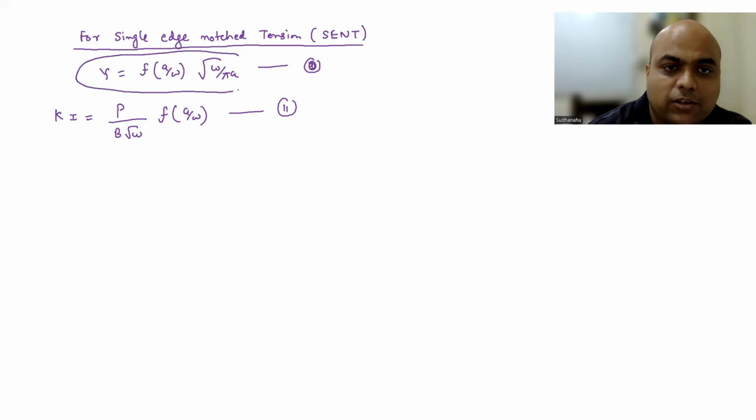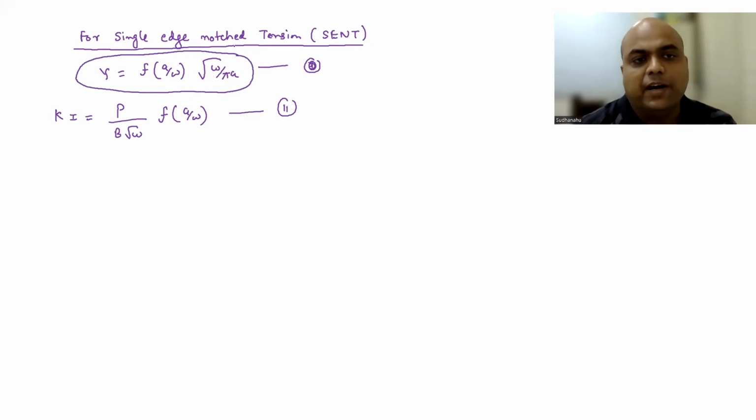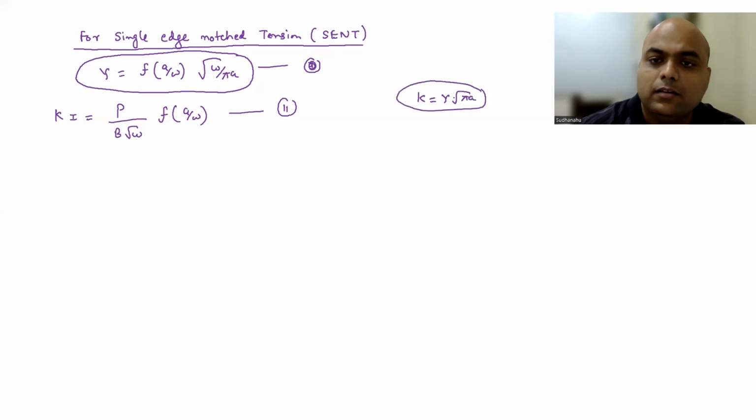So for single edge notch, we have to prove Y can be given as F(a/W) root W by pi a. Why are we doing this? If you remember, K can be given as Y sigma root pi a. Sigma is known, and a is also known. If we know Y, we can calculate K. We know the expression for F(a/W), so if we can calculate F(a/W), we can calculate Y, and so we can calculate K.